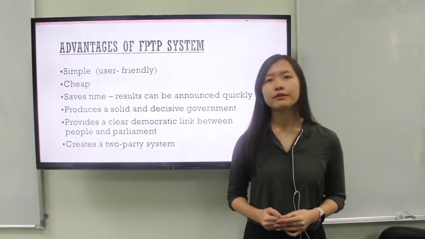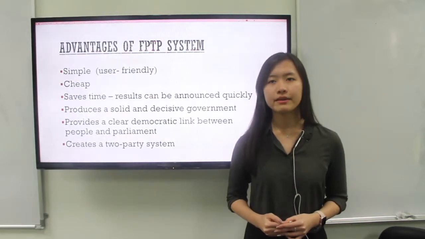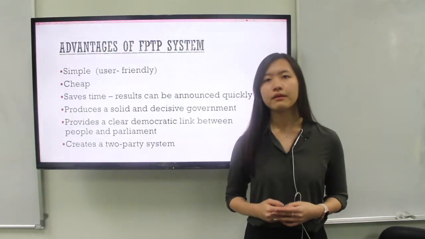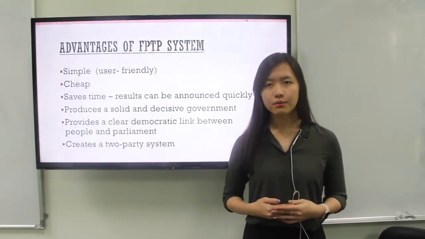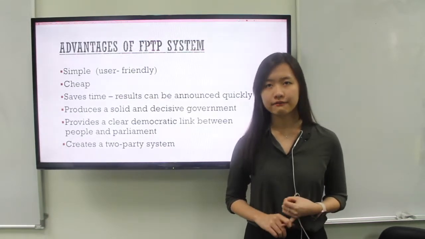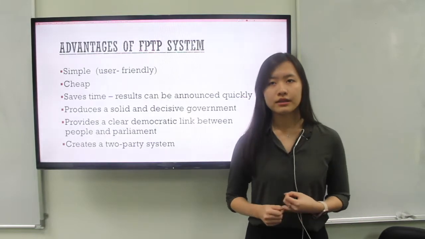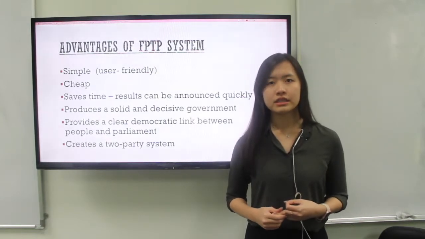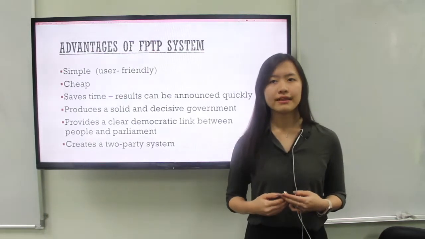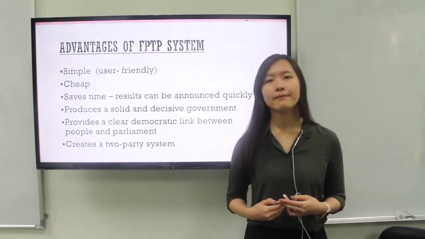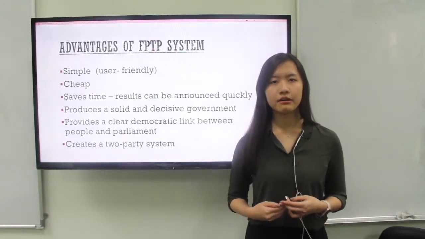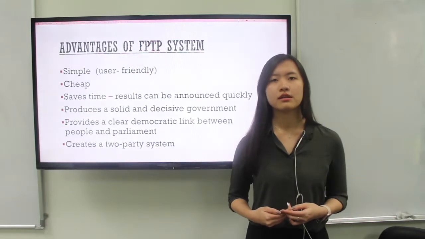Furthermore, with every voter represented by 1 member of parliament, it provides a clear democratic link between the people and the parliament. In other words, this system provides a direct relationship between the members of the legislature, the voters, and the local constituency. This means that the voters know who to refer to when they encounter problems or are unhappy with the way they have been represented. This makes the MPs more accountable to the voters.